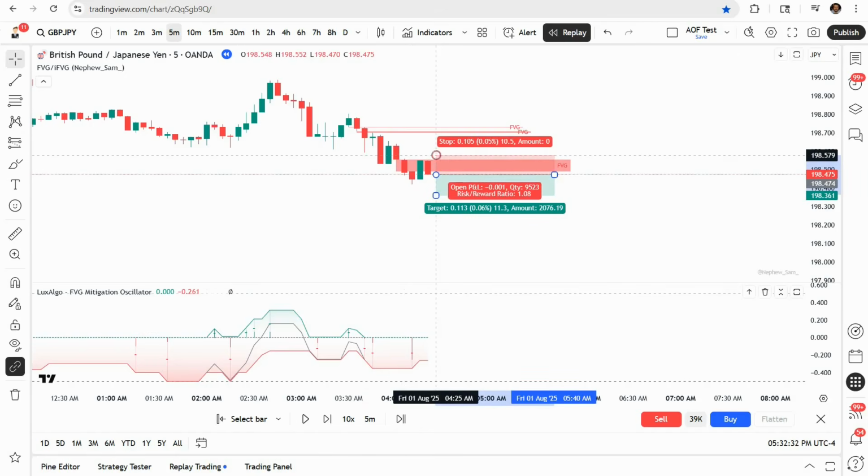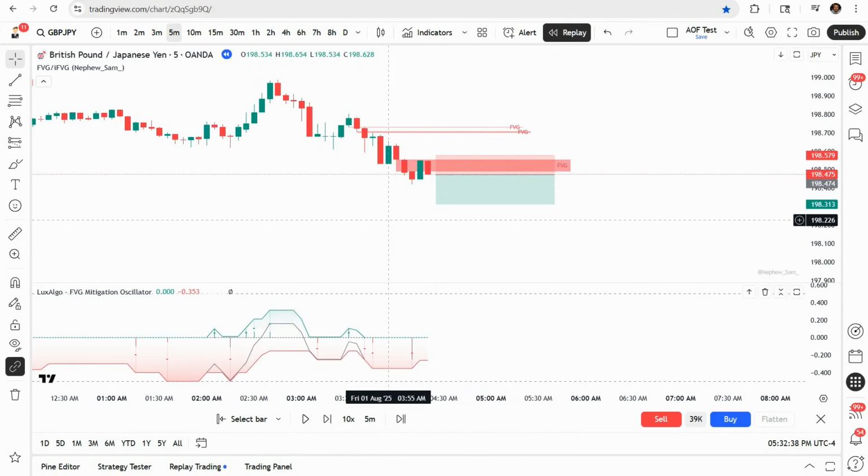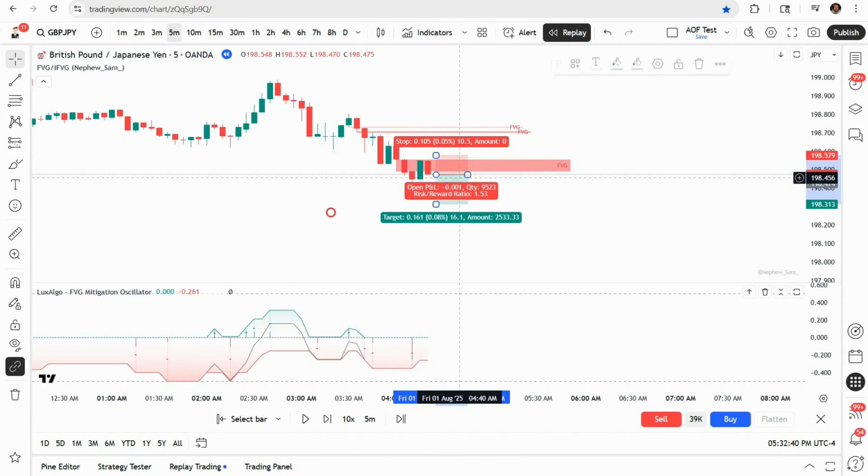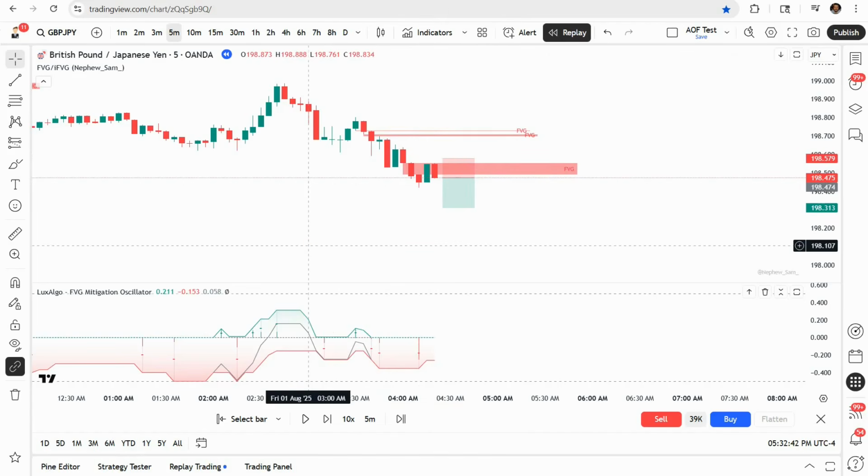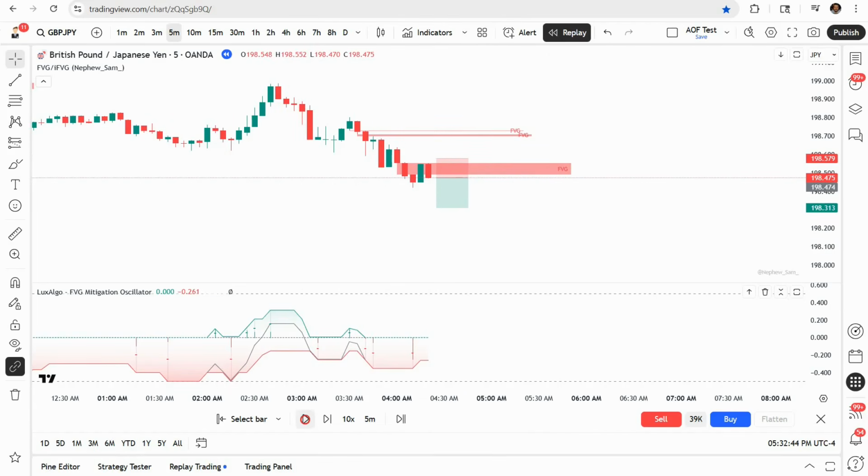Put our trade there. We'll put our stop just right above the candles that touched or respected the fair value gap. And we're going to target a 1 to 1.5 risk to reward right about there. Let's go ahead and play this one forward and see how it plays out.